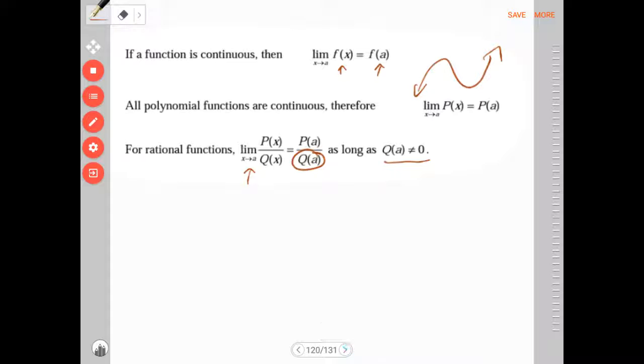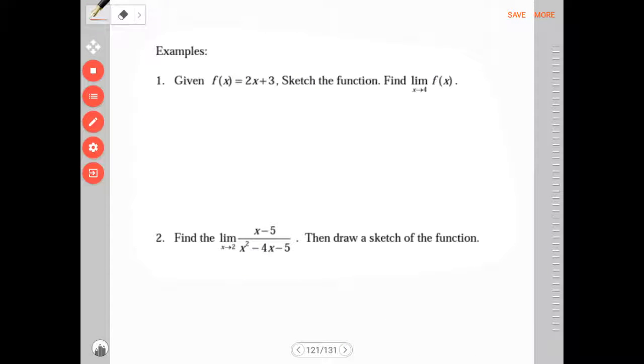Well, let's see where this goes. Examples. Given the function 2x plus 3, sketch the function and then determine the limit as x approaches 4. Fair enough.